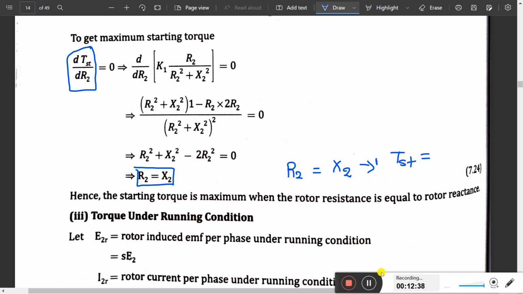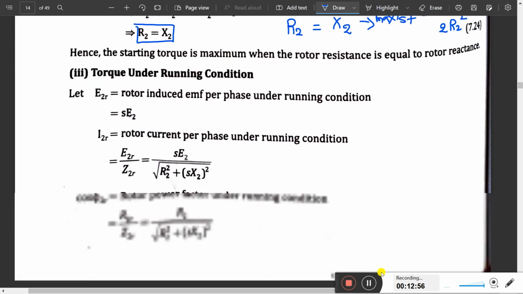Maximum starting torque, that value we can directly determine. It is E2 square by 2 X2, isn't it? If you substitute R2 is equal to X2 in the above equation, you will get this value.